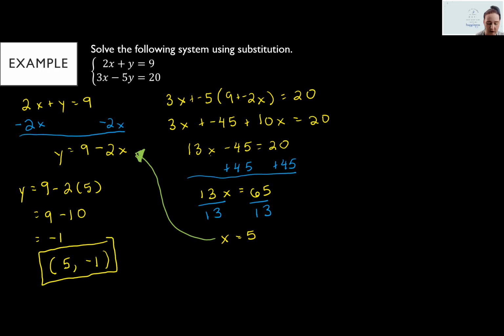But you do want to check your work. And so you do not check your work in the 2x plus y equals 9, because we just used that equation. We want to check our work in the 3x minus 5y equals 20. So 3 times x, which is 5, minus 5 times y, -1, is equal to 20. So we have 15 plus, oops, I almost wrote 6, plus 5 equals 20. Good, that comes out to 20 equals 20, so our answer works.